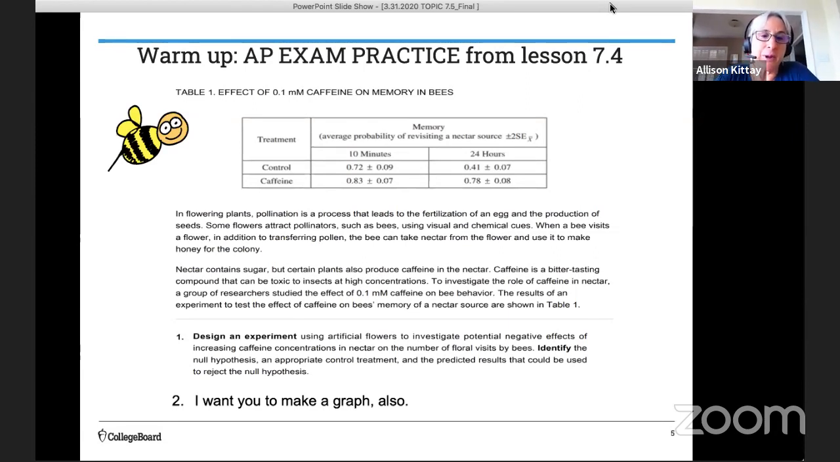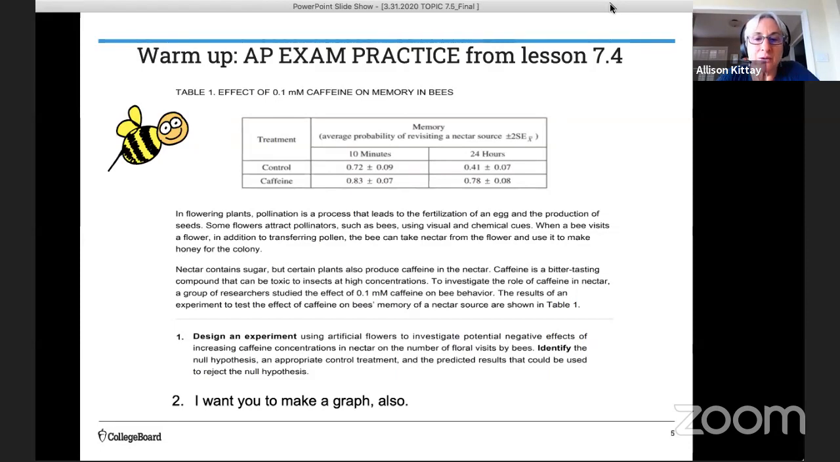In flowering plants, pollination is a process that leads to the fertilization of an egg and the production of seeds. Some flowers attract pollinators, such as bees, using visual and chemical cues. When a bee visits a flower, in addition to transferring pollen, the bee can take nectar from the flower and use it to make honey for the colony. Nectar contains sugar, but certain plants also produce caffeine in the nectar. Caffeine is a bitter tasting compound that can be toxic to insects at high concentrations.